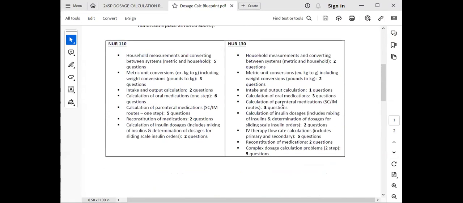So the blueprint for you guys compared to 110. You took the 110 test last semester. Now you're taking the 130 test. The 130 test is very similar to the 110 test, except that you have the addition of some more complex dosage calc problems, meaning that it will take you 2 steps to solve. And by that, I mean, like, you might have to convert a patient's weight in pounds to kilograms, then answer the question. And the thing that's really new for a lot of you is the flow rate questions.